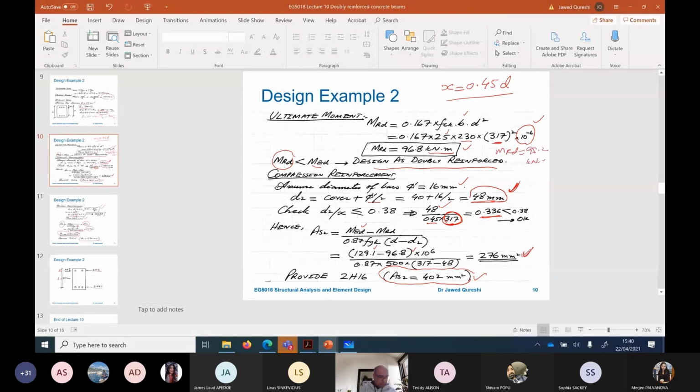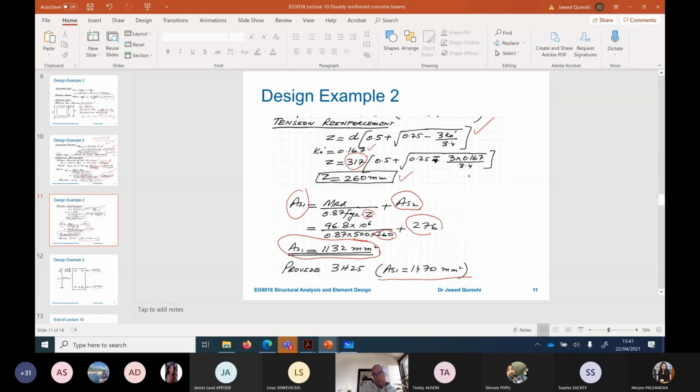So you can work out, if you like, that 98.2 kilonewton meter and D is 320 mm. Let's see: 129.1 minus 98.2 times 10 to the power 6, divided by 0.87 times 500 times (320 minus 48). So instead of 276, it's giving me 261 millimeter square when I'm changing D and when I'm changing revised MRD. Let's see what is the change in Z. So change in Z will be equal to 262.5 for Z by changing this D to 320.